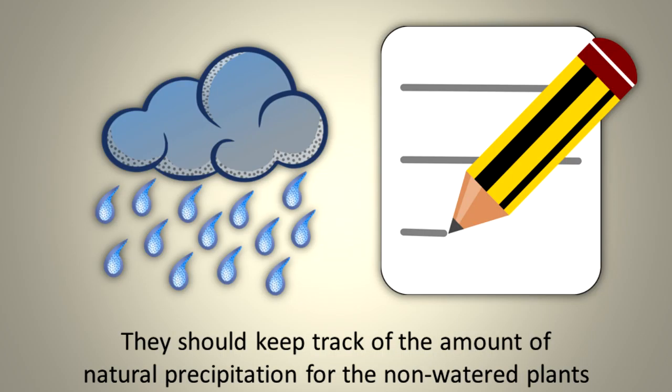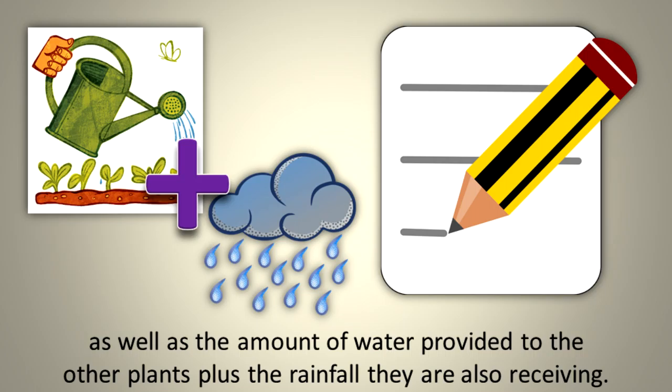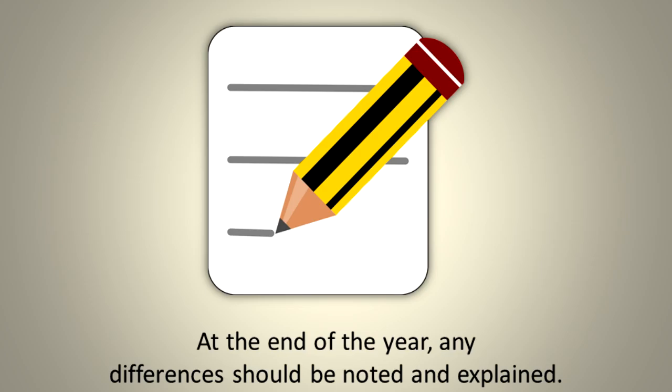They should keep track of the amount of natural precipitation for the non-watered plants, as well as the amount of water provided to the other plants, plus the rainfall they are also receiving. At the end of the year, any differences should be noted and explained.